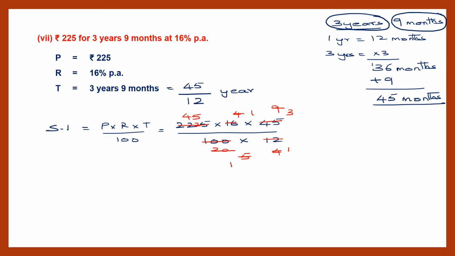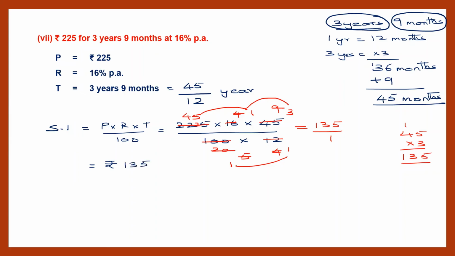Now we finished all the cancelling. In the numerator we have 45 into 1, that's 45, into 3. So let's multiply 45 into 3. 3 5s are 15, carry 1. 3 4s are 12 plus 1, 13, 135. And in the denominator we only have 1 into 1, that is 1. So we have found our simple interest. Our simple interest is rupees 135. So we finished the first part of the question.